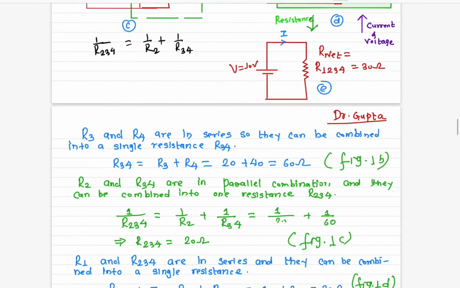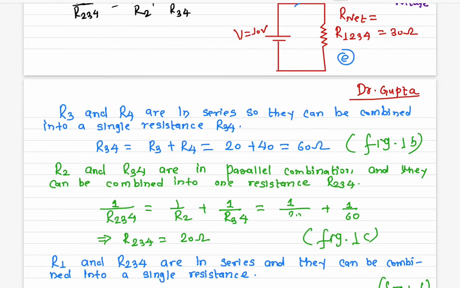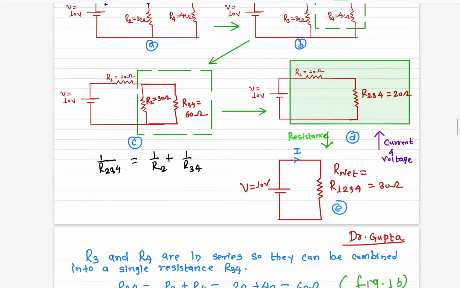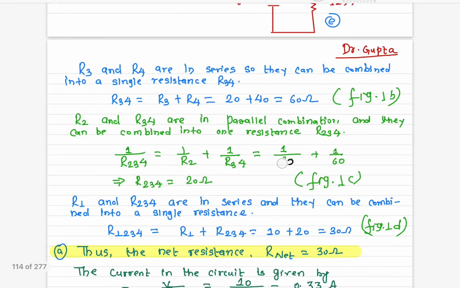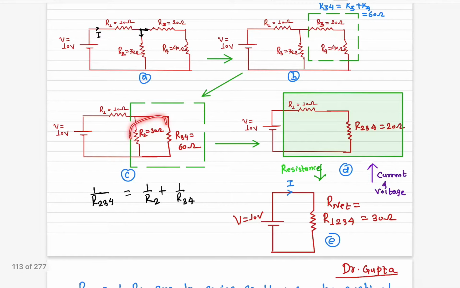So I have done it here, in fact. 1 over R234 would be 1 over R2, and this is 30, plus 1 over R34, which is 60. If you do the math, R2 value is 30 ohm. So we get R234 as 20 ohm. That means these two resistors can be replaced by one single resistor of 20 ohm.